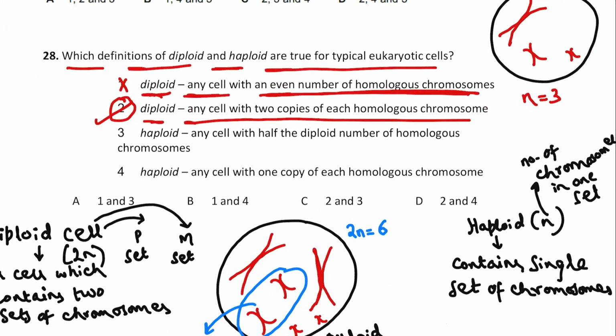There cannot be an even number of copies. Even can be 2, 4, 6. So that's why statement 1 is wrong. Haploid, any cell with half the diploid number of homologous chromosomes.